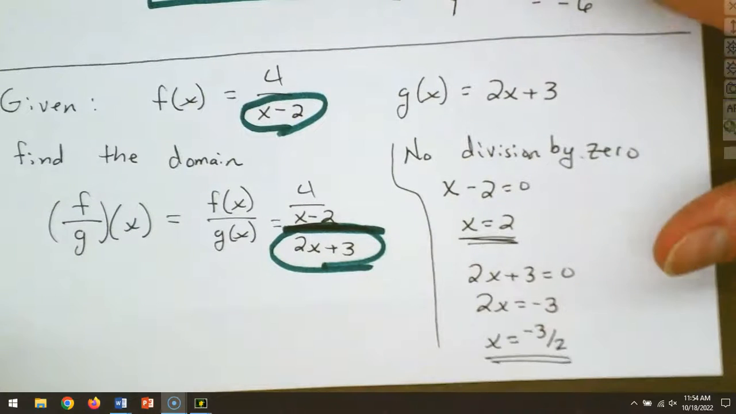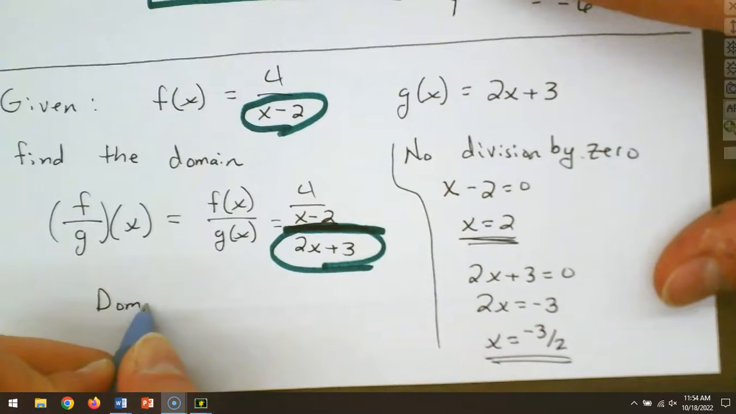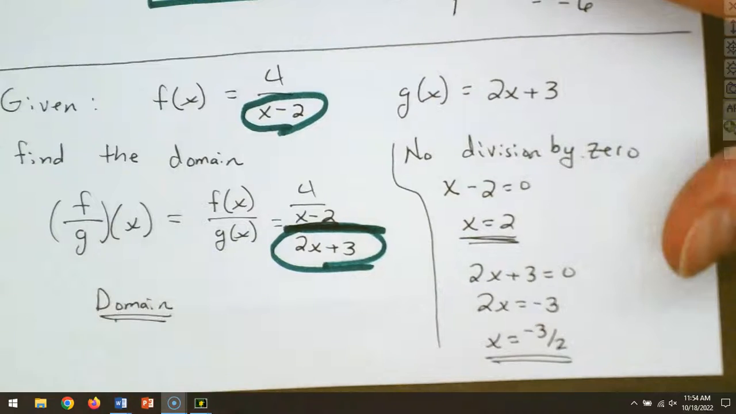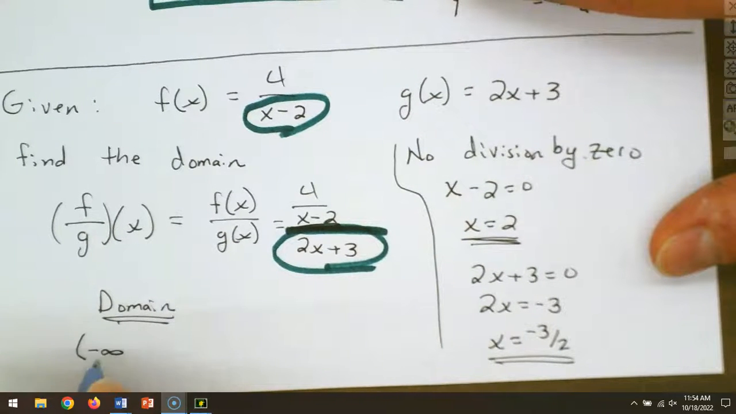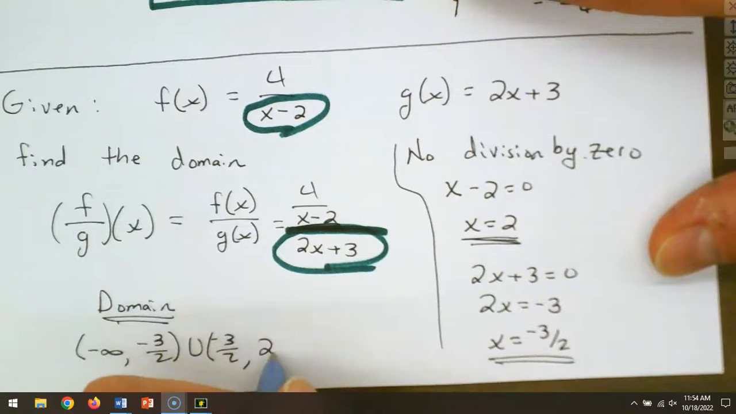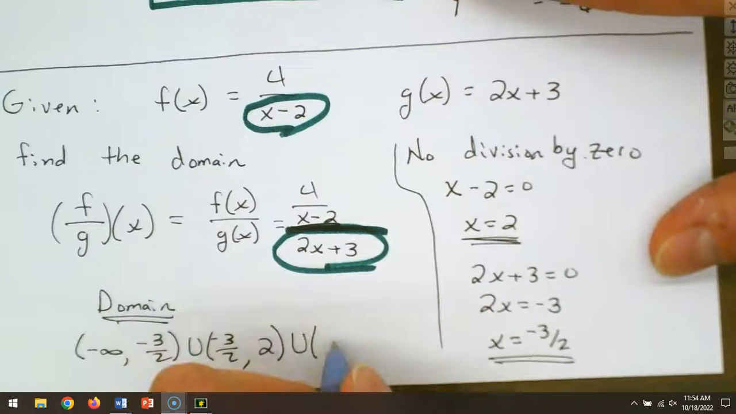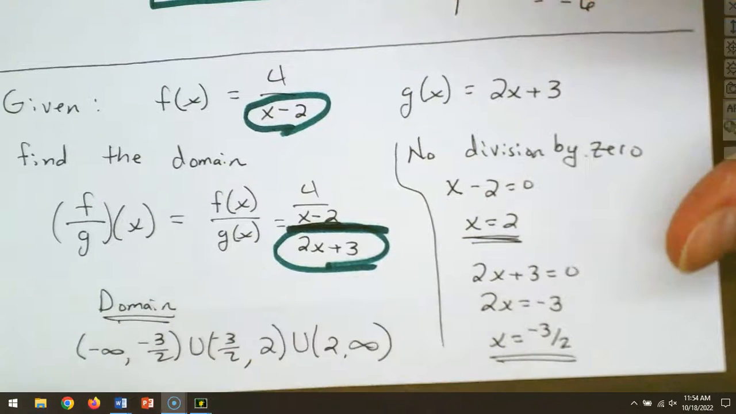How do we write our answer? Well, this is where we have to remember how to write these correctly. This is how we would write the answer. Negative infinity to negative 3 halves, union negative 3 halves to 2, union 2 to infinity.